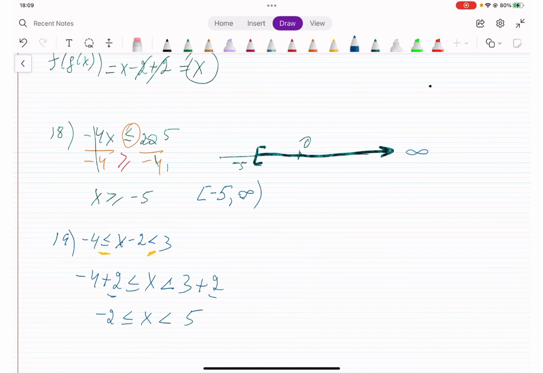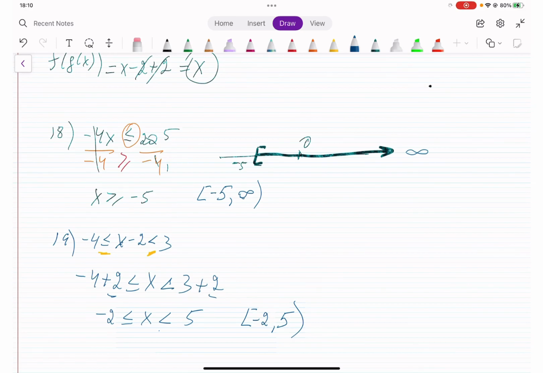And this is going to be your answer, and put it in the format of interval. Here we have an equal sign, which means it's going to be a square bracket, negative 2. But in the case of 5, we don't have an equal sign, which means 5 is not included. I'm going to put parentheses.